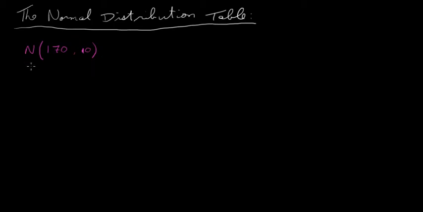This just means that our variable, in this case heights, are normally distributed, so they would make a normal curve if you were to plot them. The mean is 170 and the standard deviation is 10. So when we convert that to our standard normal distribution, we would write it like this.